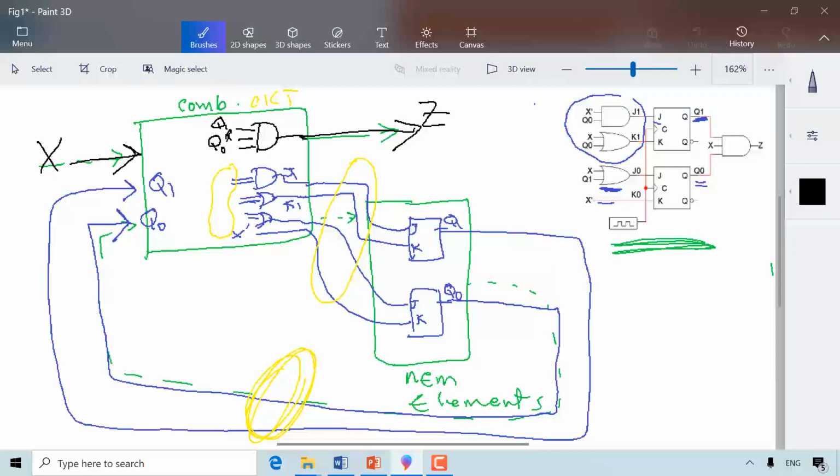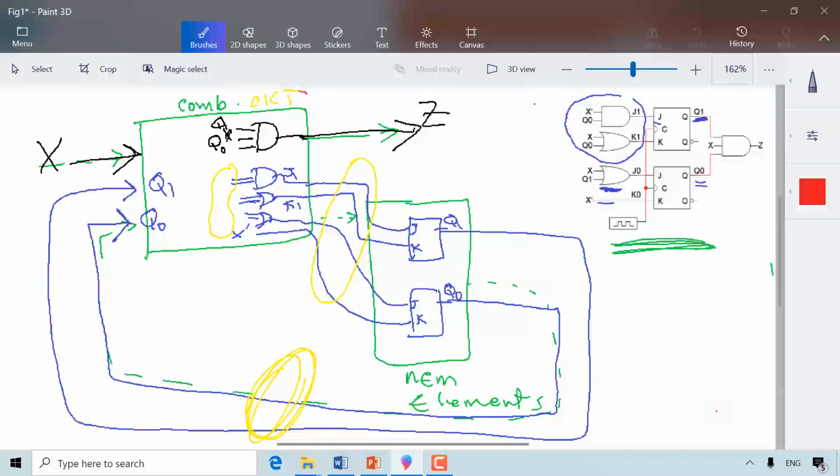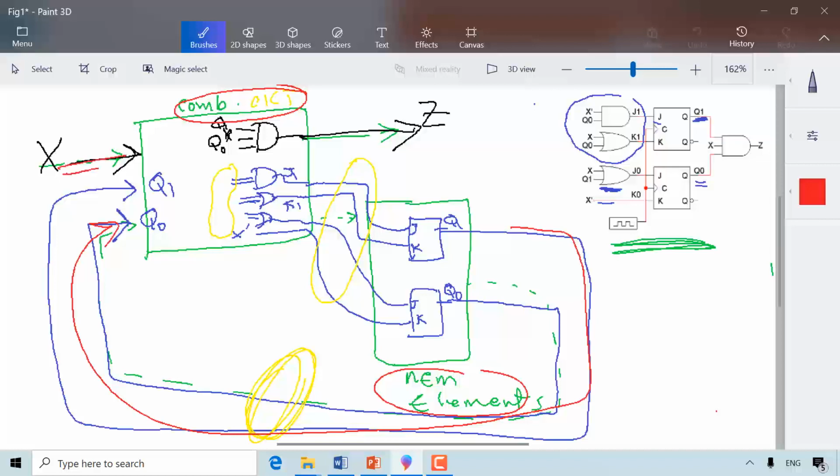Now you say, aha, now it looks like a sequential circuit to me. I can see all the elements: the combinational circuit, the memory elements, the feedback going back here, the primary input and the primary output. Why is he doing it like so? Well, he is rearranging the circuit for you. It's the same circuit. We just rearranged elements to make it easier to grasp.